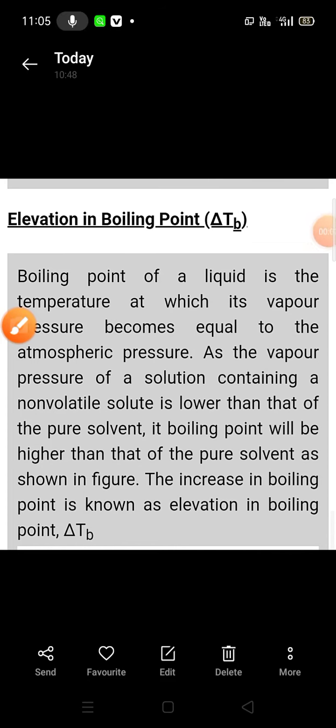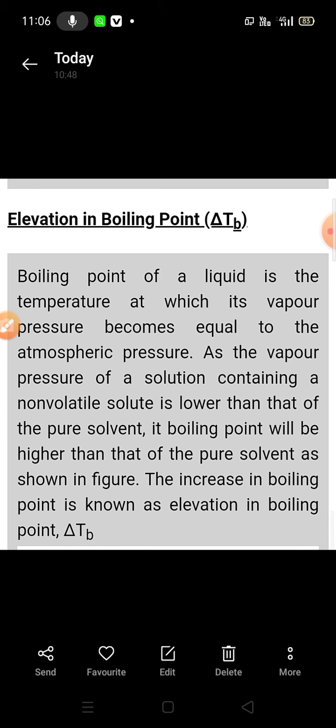We are reading the chapter solution, and today we will discuss elevation of boiling point, denoted by delta TB. This will be the colligative property, and to understand elevation of boiling point, first of all we need to know about boiling point. The boiling point of a liquid is the temperature at which its vapor pressure becomes equal to the atmospheric pressure.